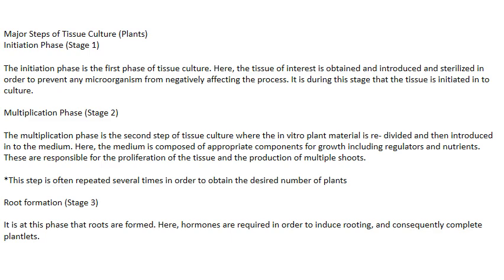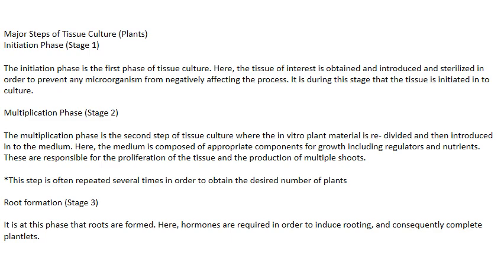Second is the multiplication phase. Here the in vitro plant material is re-derived and then introduced into the medium. Hence, the medium is composed of appropriate components for growth, including regulators and nutrients. Remember, always in the initiation phase, a proper tissue is taken from any plant. It is excised, sterilized and kept ready for initiation. Then in the second stage, the multiplication phase, it is supplied with an adequate amount of whatever components the growth medium requires, and because of that medium it will start multiplying the cells.